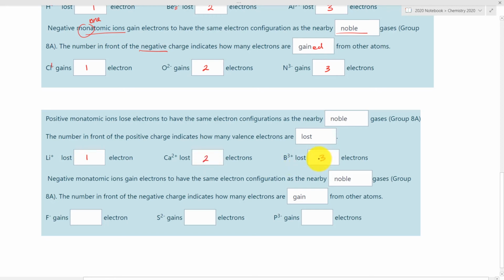In a later lesson, we're going to learn the naming of these ions as well. Now let's continue. Fluorine minus is a 1 electron gain. Sulfur 2 minus has gained 2 electrons, and phosphorus, in this case with a 3 minus, is called phosphide, so it has gained 3 electrons. That's how we use a periodic table to determine the chemical formula for any monatomic ions that are in the A groups on the periodic table.